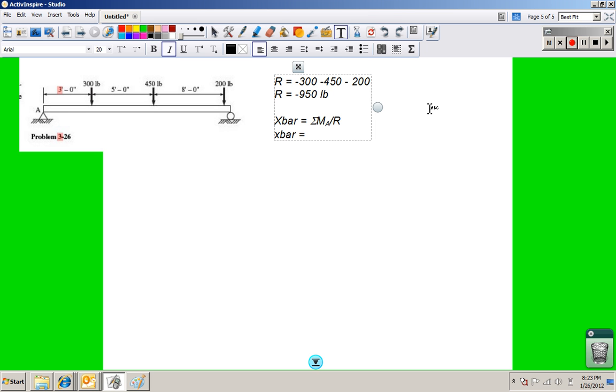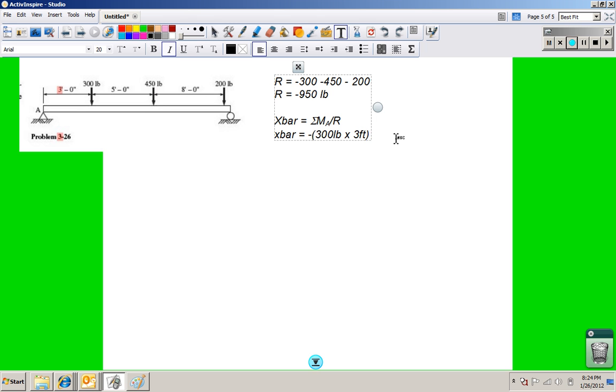is going to be equal to, remember that the sum of the moments about A are just forces times distance. So let's start doing those. The first force will be 300 pounds times 3 feet. Now, is that a positive or negative number? Remember you've got your finger holding down A, you're going to push down here, and that's going to tend to go clockwise, so that's a negative.